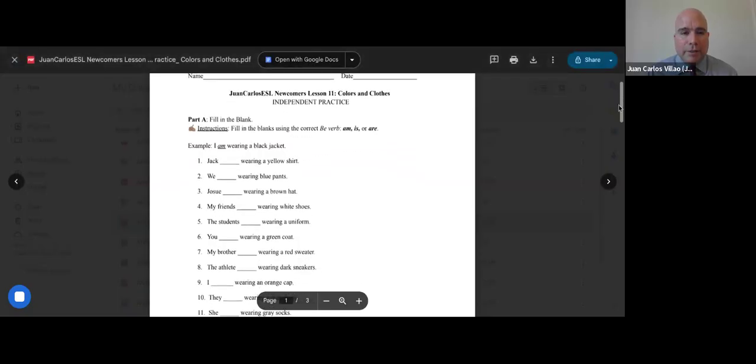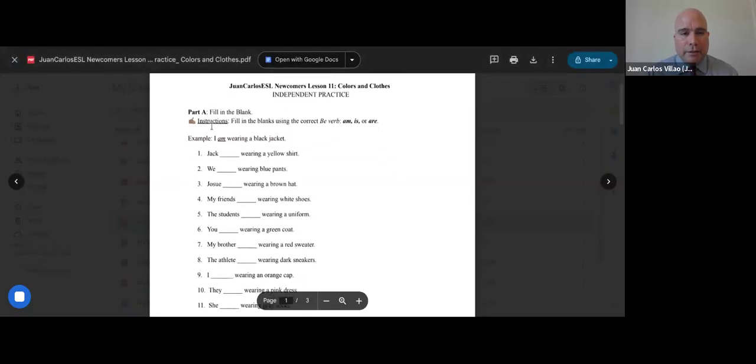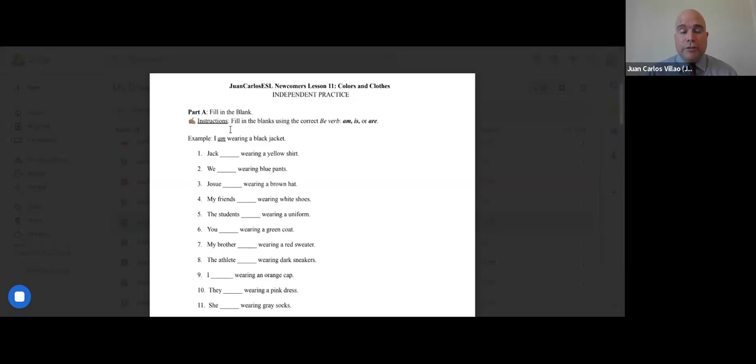So part A, you will fill in the blank. Instructions: read. Always read the instructions before you complete an exercise. Siempre lea las instrucciones antes de comenzar un ejercicio. Bien importante. So fill in the blanks using the correct be verb: am, is, or are. So here we know we have to use a be verb, am, is, or are. And I also share with you an example. I am wearing a black jacket.